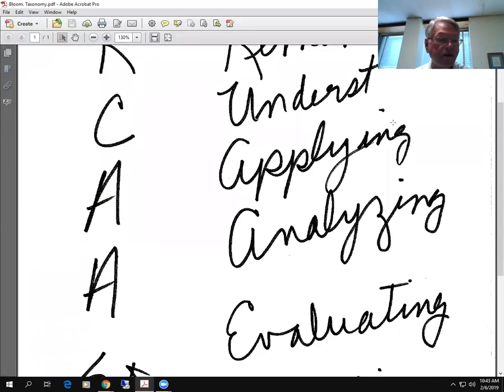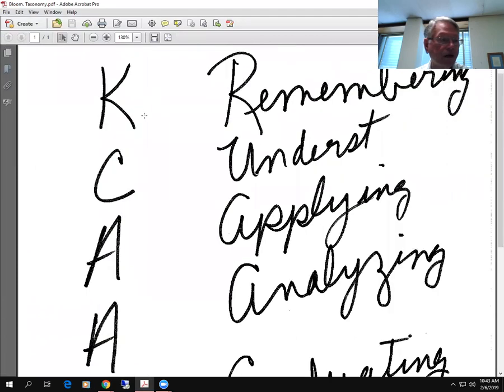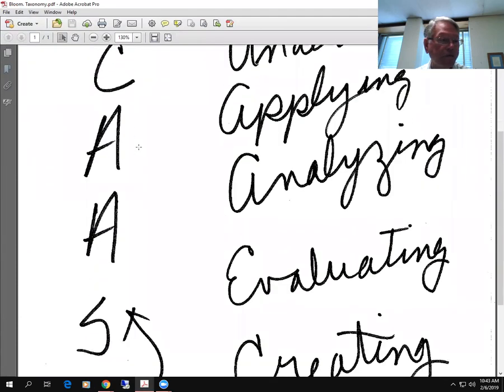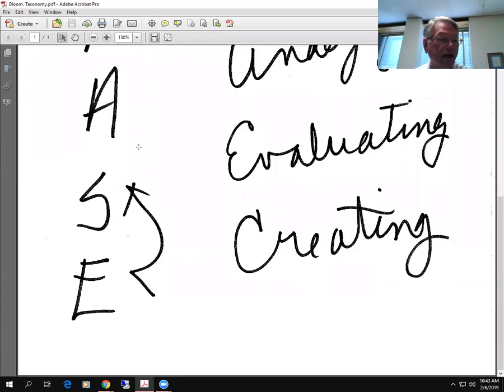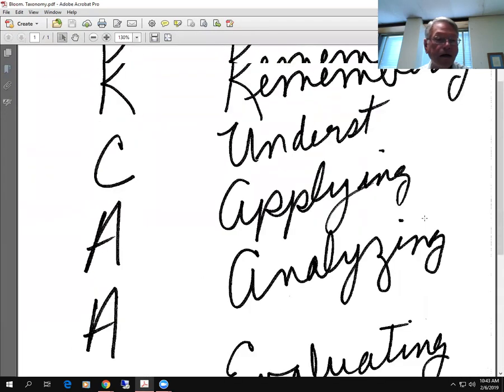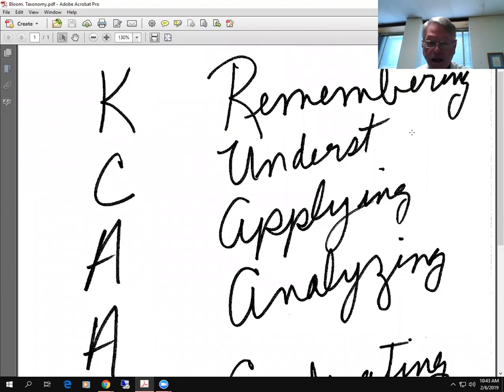As you can see here, the old form: knowledge, comprehension, application, analysis, synthesis and evaluation. You see the change in the new outline from synthesis and evaluation to evaluating first and then creating. So it's just a difference in terminology.